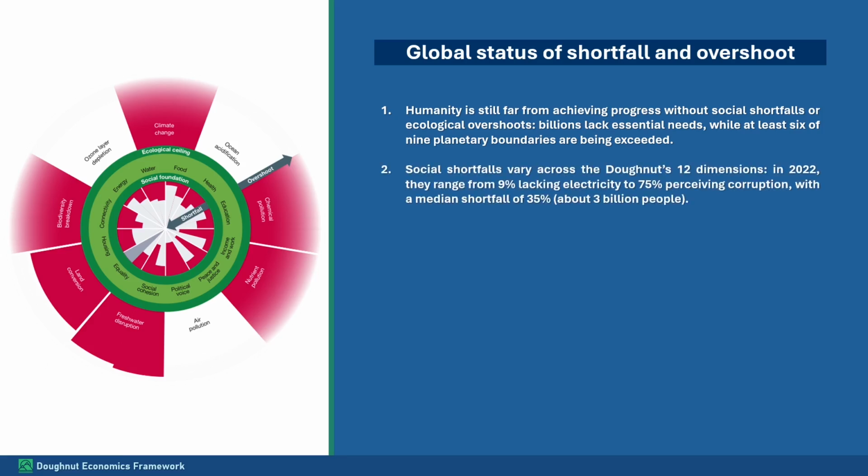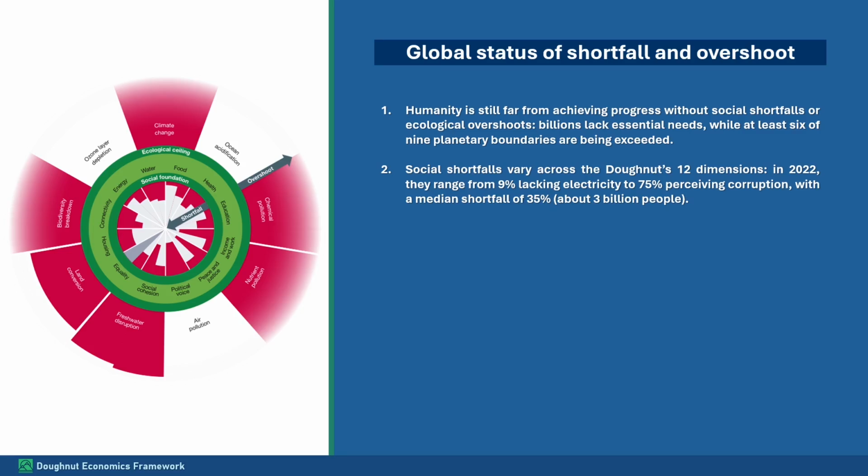The share of the global population experiencing social shortfall varies widely across the 12 dimensions of the Doughnut social foundation and their respective indicators with available data. The status of these social indicators in 2022 ranges from 9% of people lacking access to electricity to 75% of people stating they perceive widespread corruption, with a median level of social shortfall comprising 35% of the global population, which is equivalent to around 3 billion people.